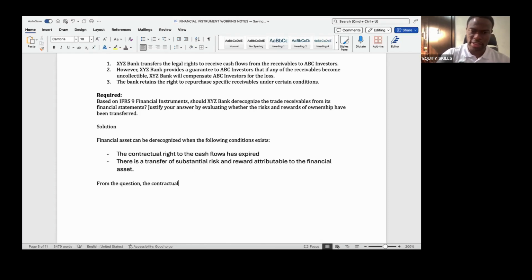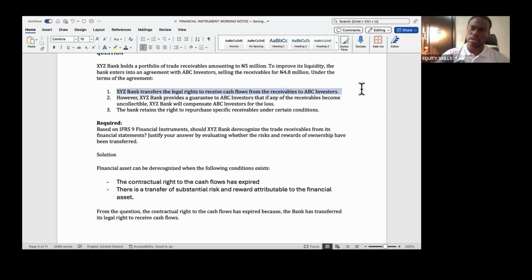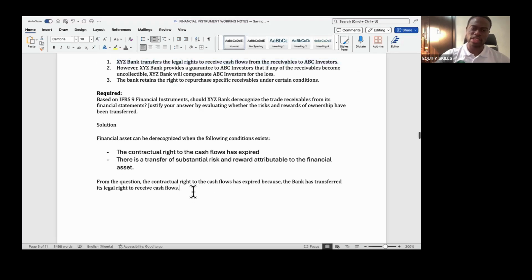The contractual rights to the cash flows has expired because the bank has transferred its legal rights to receive cash flows, which is this one. So they have transferred their legal right to receive cash flows.